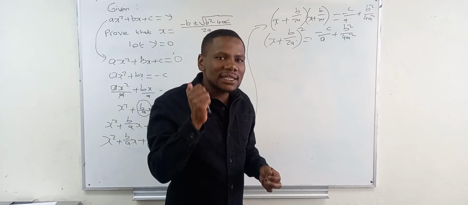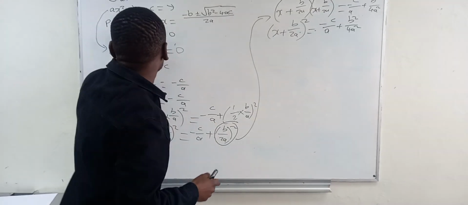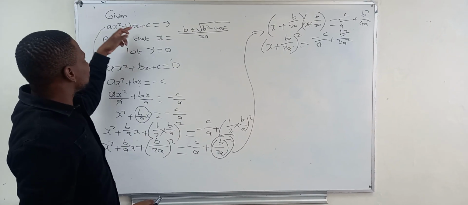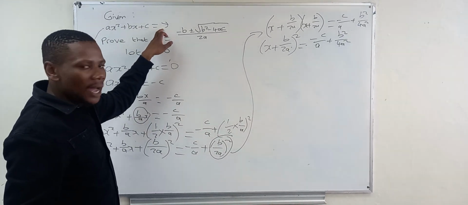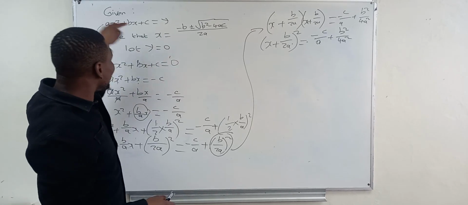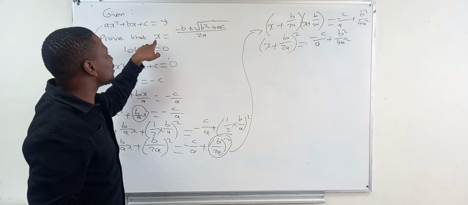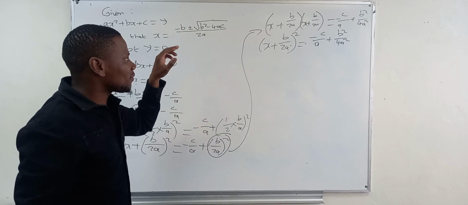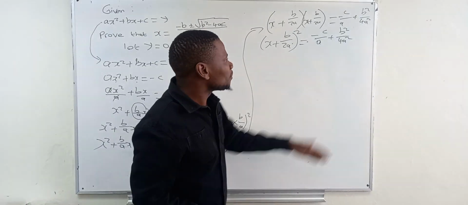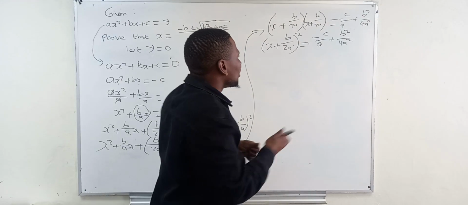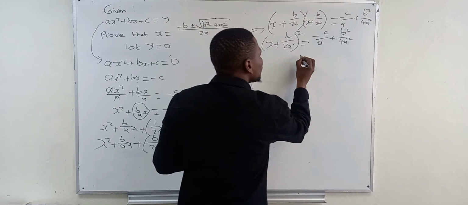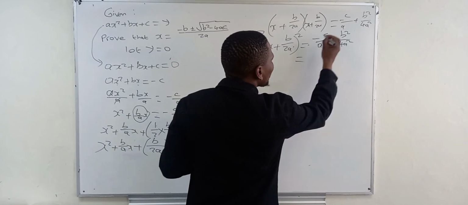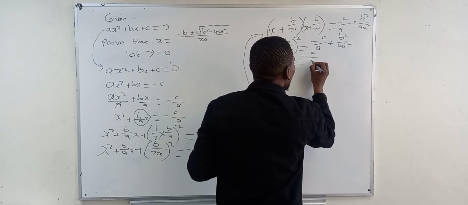Remember, guys, we are completing the square and we are proving that for ax squared plus bx plus c equals 0, we prove that x from this quadratic equation is equals to minus b plus or minus the square root of b squared minus 4ac over 2a. Then we simplify this one. This one, we leave it as it is. So simplifying this, we make what? We have minus c over a.